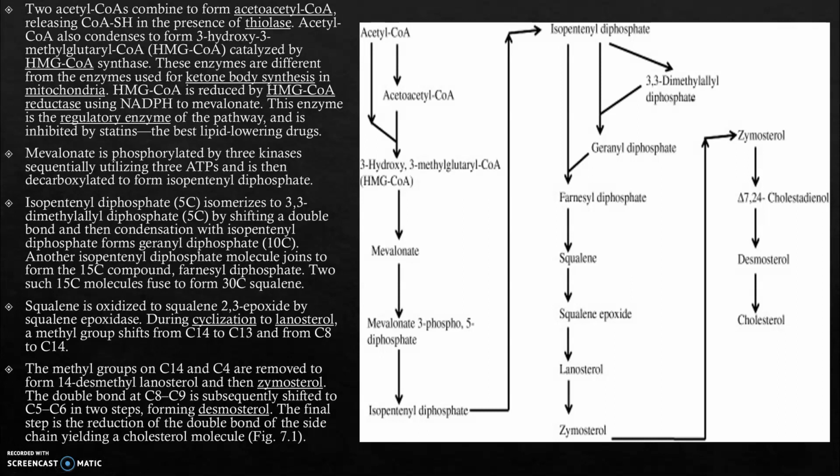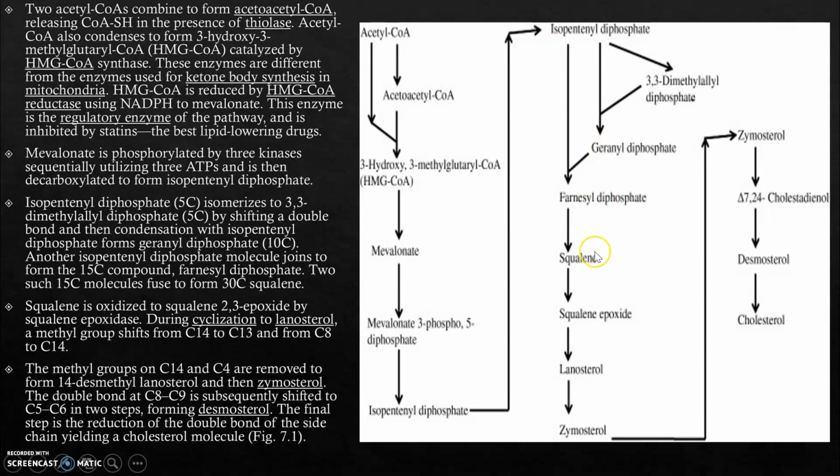Isopentenyl diphosphate 5C isomerizes to dimethylallyl diphosphate 5C by shifting a double bond, and then condensation with isopentenyl diphosphate forms geranyl diphosphate 10C, which we come back up here. Another isopentenyl diphosphate molecule joins to form the 15C compound here, farnesyl diphosphate. 2 such 15C molecules fuse to form 30C squalene.